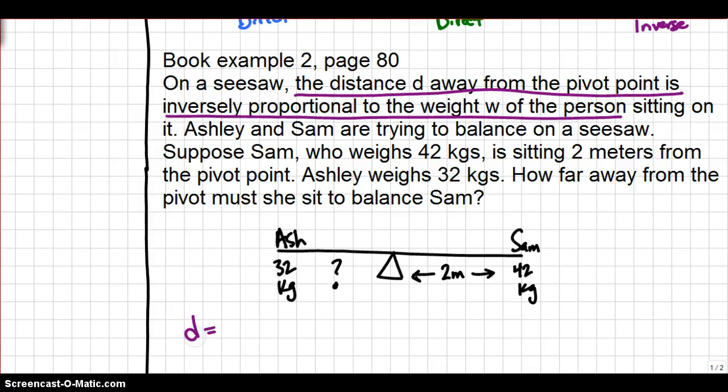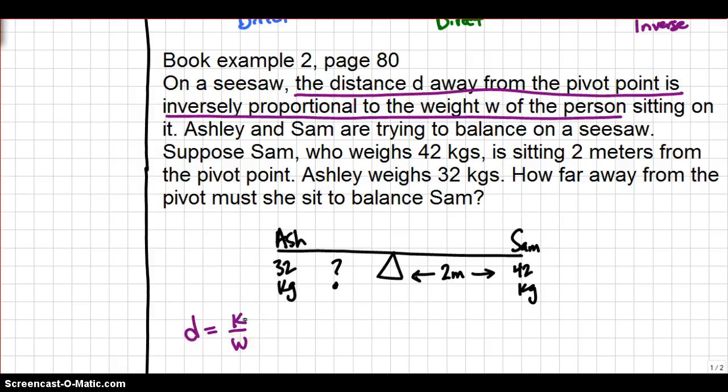So that simply means distance away is inverse to the W. So the W needs to be on the bottom of the fraction. Notice that the K value is not mentioned in the equation. That is something students will simply have to remember on their own.